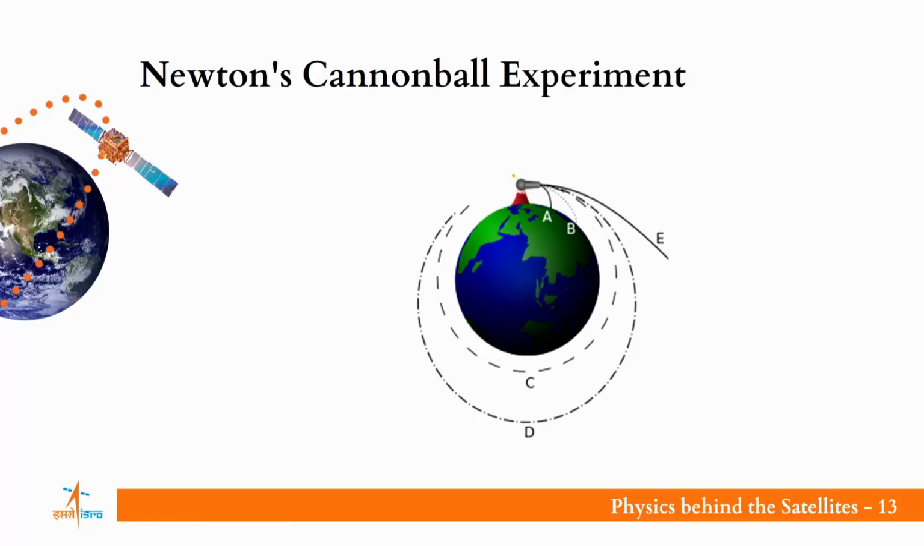Isaac Newton explains that this is due to the cannonball attaining an orbital velocity. The last scenario is where the cannonball just escapes the Earth's gravitational force when it attains the escape velocity of the planet.